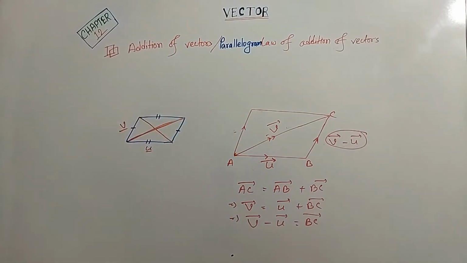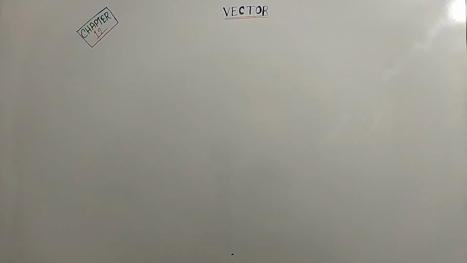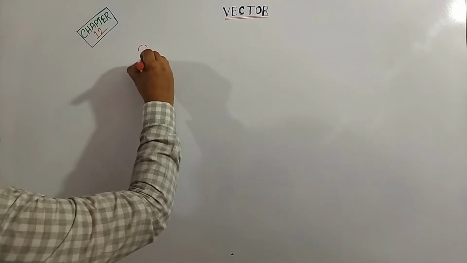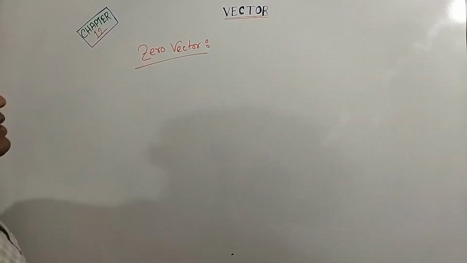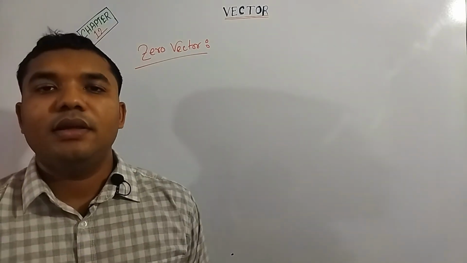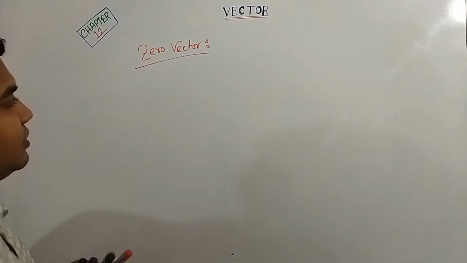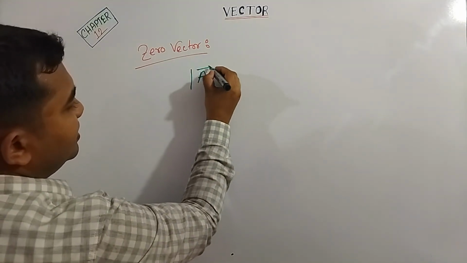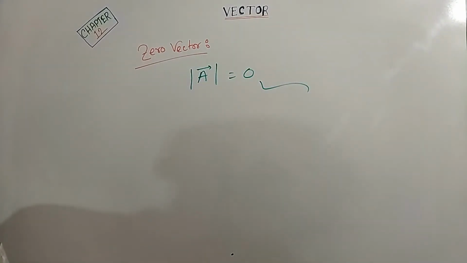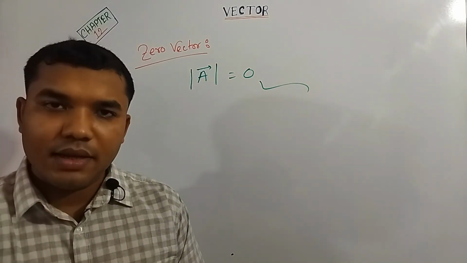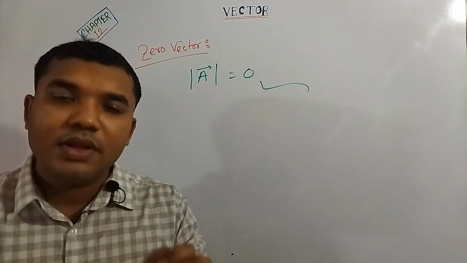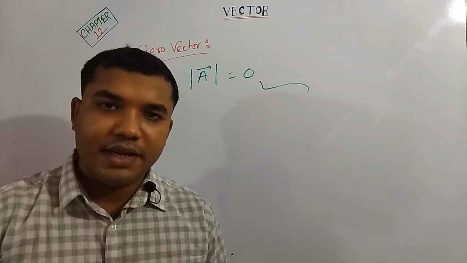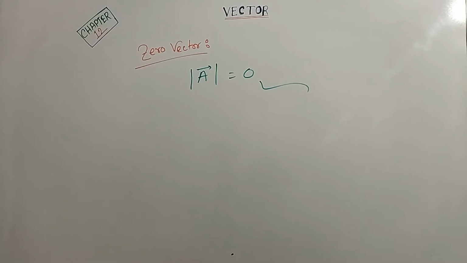Okay, let's have a look at our last definition, that is, what is a zero vector? If the magnitude of any vector is 0, then this is called the zero vector. Clear? So if the magnitude of any vector is 0, the value of the vector is 0, then we can say this is a zero vector. Very clear?